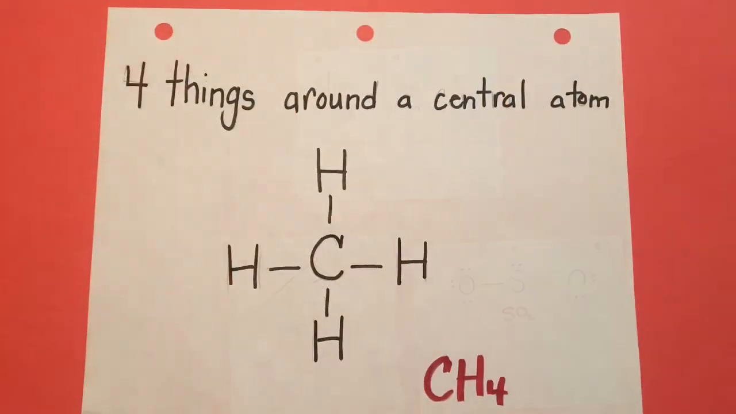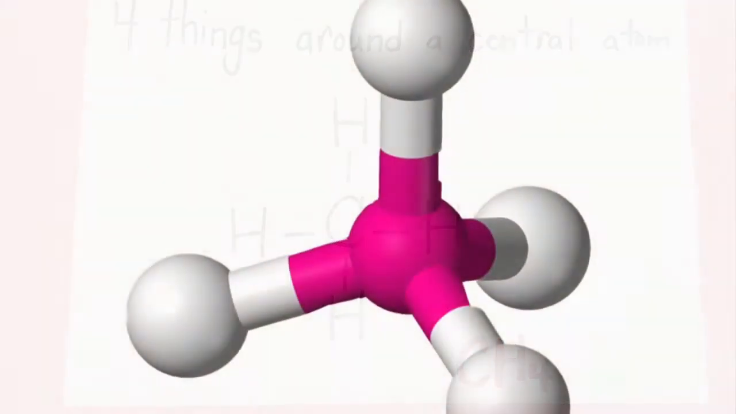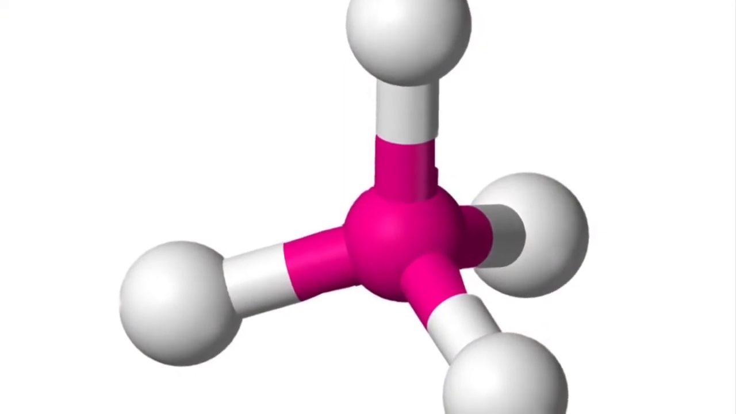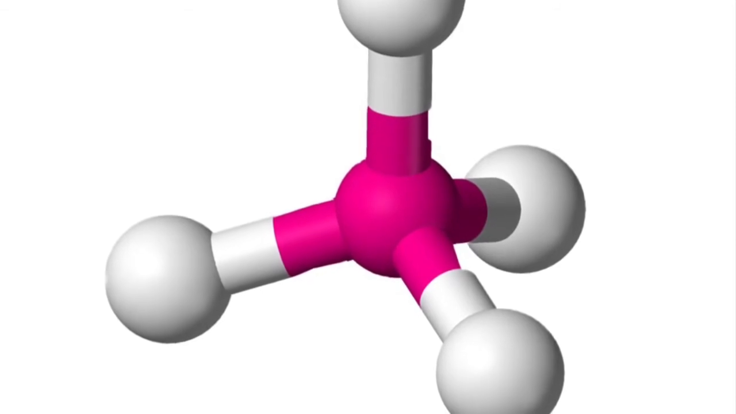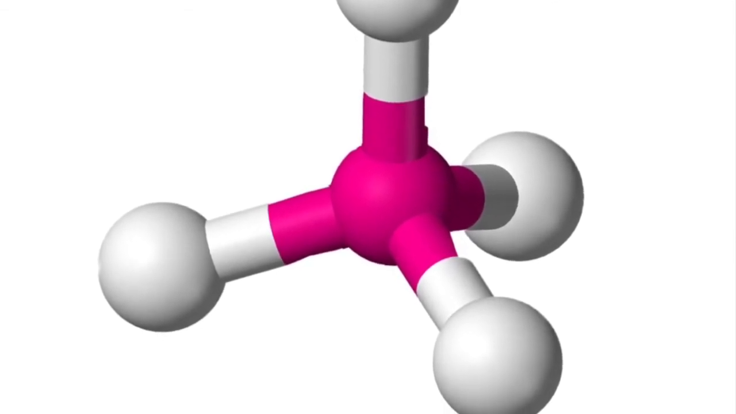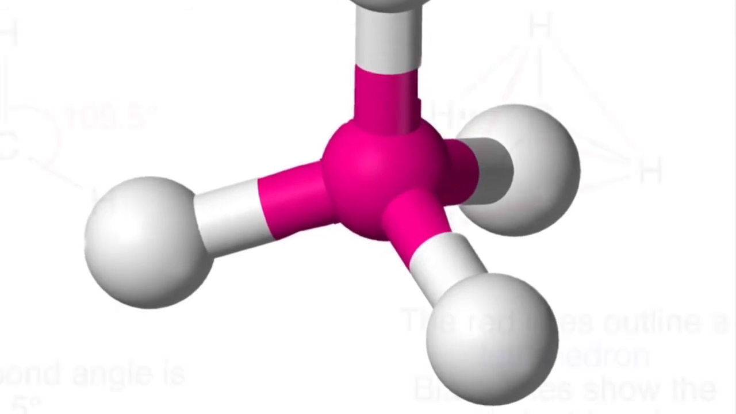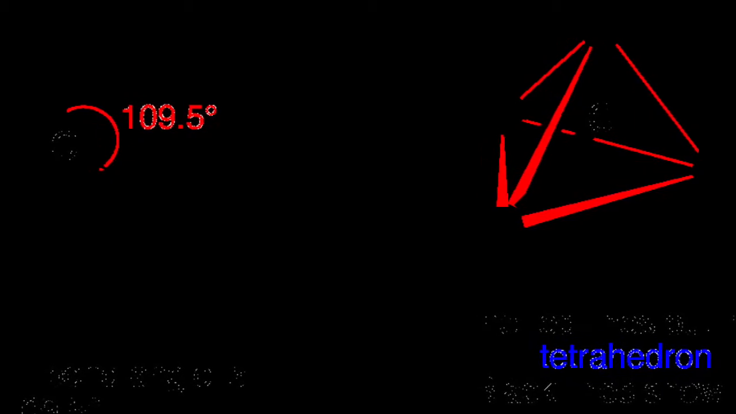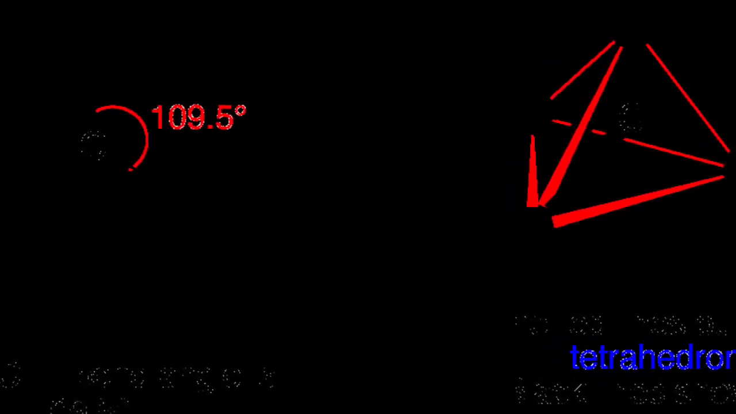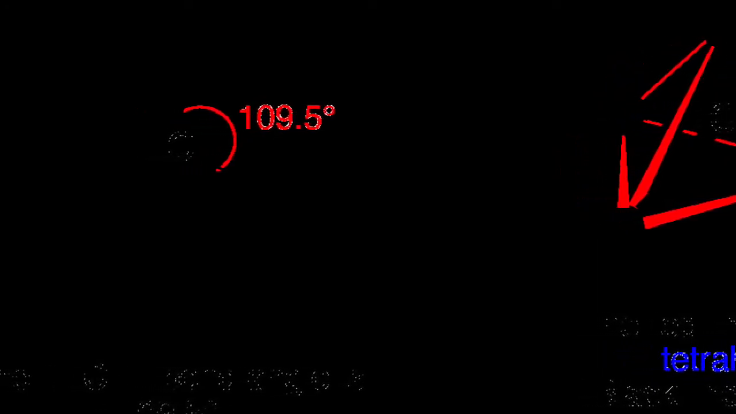Now let's move on to when there are 4 things around a central atom, like in methane. In molecules with the central atom surrounded by 4 bonding pairs, if we consider the central atom is placed at the center of a sphere, then each of the 4 pairs of electrons will occupy a position to be as far apart as possible. This will result in the electron pairs being at the corners of a regular tetrahedron. Therefore, these molecules are said to have a tetrahedral shape. The angle between each bond will be 109.5 degrees.